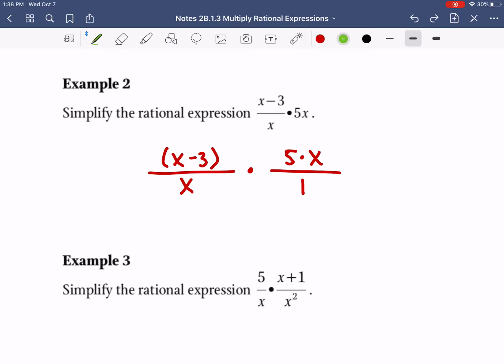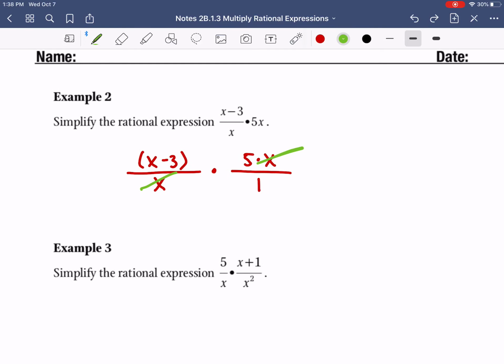No, I cannot cancel anything because the -3 and the x are holding hands up here. Can I cancel these x's? Yes, actually, cancel those ones on your paper because one's on top, one's on the bottom. These guys are just standing next to each other. They're strangers. They're not holding hands. You can break them apart. So the x goes away on the top and the bottom.